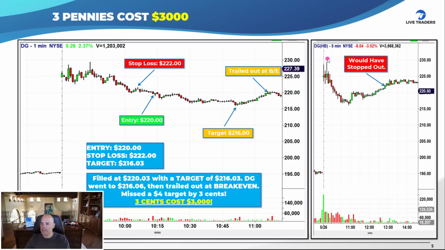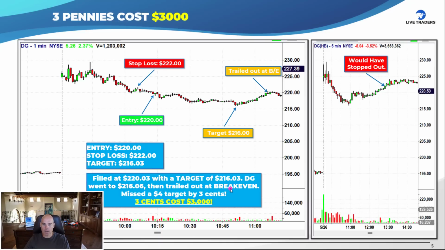So the point is I didn't get the best entry, but then you get this 1 minute consolidation right at 220. The stop is 222 above that little 1 minute pivot. So it's a $2 stop loss. Okay, so I got filled at $220.03. I got a really good fill on this. I got filled better instead of worse, which is rare.